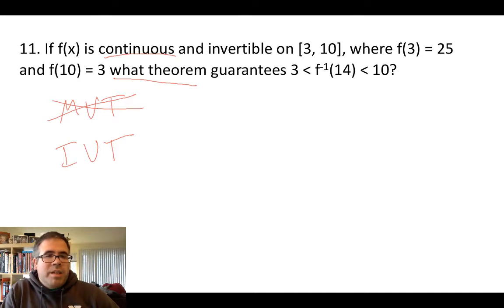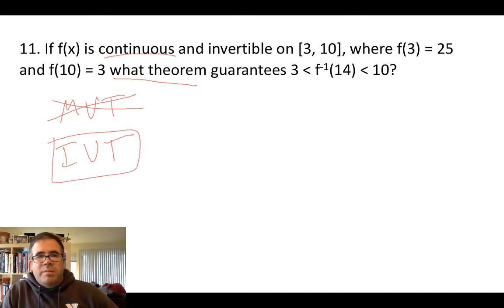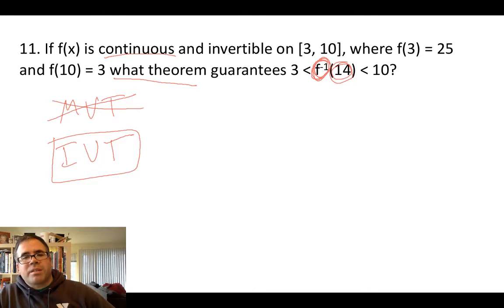Why is it the intermediate value theorem? Well, it's the intermediate value theorem because this 14 is intermediate. It's between 3 and 25, right? Which means there has to be an x somewhere between 3 and 10 so that f of x equals 14. That's really what the intermediate value theorem is saying. This is just saying this a little bit backwards because we're talking about going through it as an inverse, but it works the same. It is the intermediate value theorem. Okay.